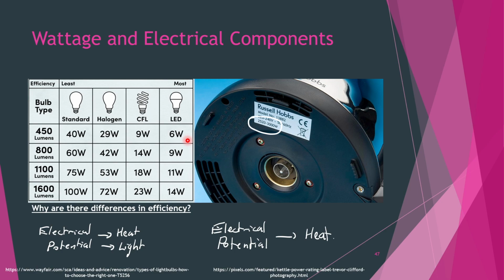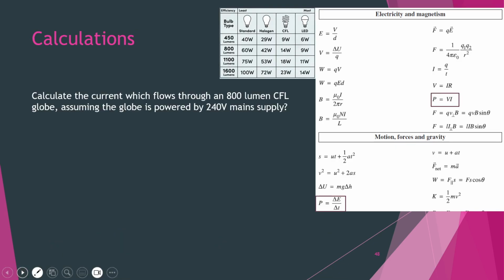So something that we're going to discuss in class, but I want you to reflect on for the moment, is why there are differences in efficiency. An answer which I want you to try and get to yourself, and again, we'll discuss in class. To round off this video, what I want to do is go through a couple of quick calculations just to apply the P equals VI concept.